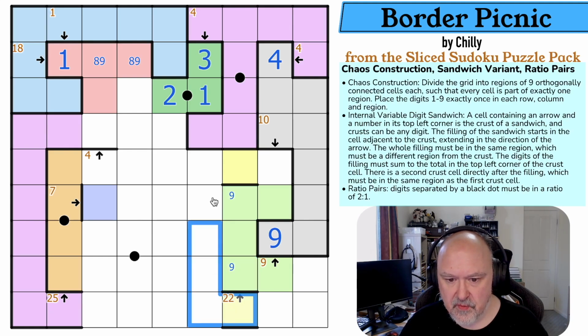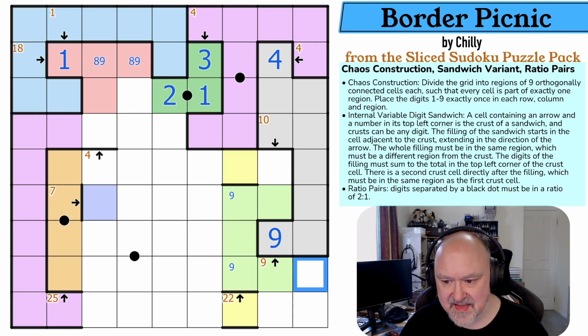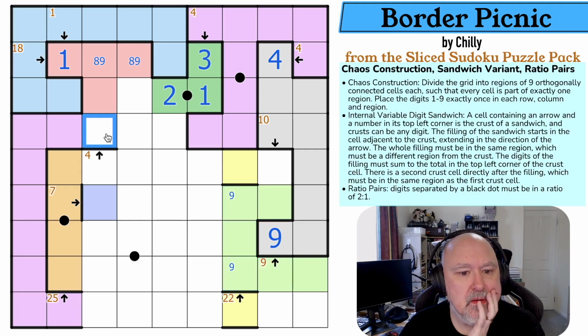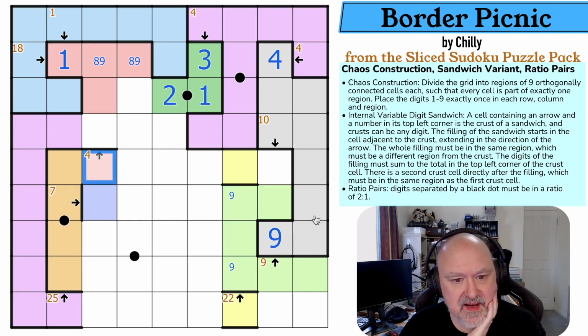One, 2, 3, 4, 5, 6, 7. I can never get to that with yellow. That is green. 1, 2, 3, 4, 5, 6. This must be red. This must be red now.